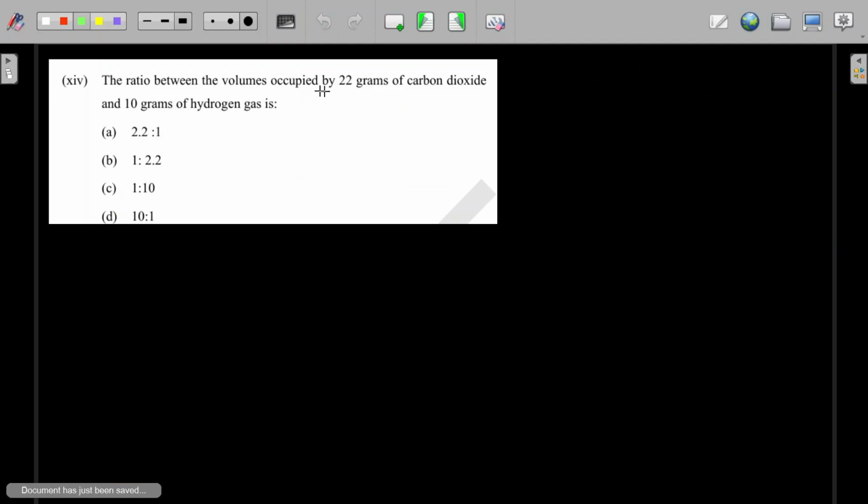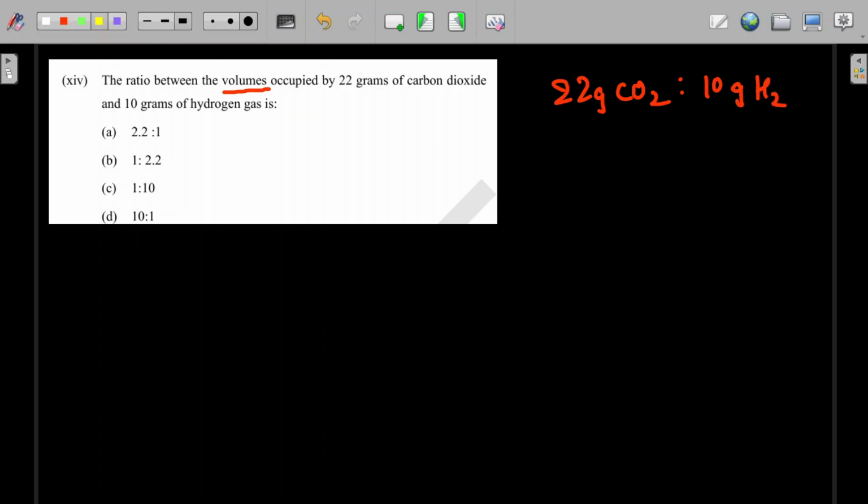The ratio between the volumes occupied by 22 gram of carbon dioxide and 10 gram of hydrogen gas. See, the question, volumes, the ratio they have asked. 22 gram CO2 is to 10 gram hydrogen. So what you have to do, whenever they give you ratio between volumes, ratio between number of molecules, ratio between number of atoms, always take the moles. If the number of moles is the same, then they have the same volume, same number of molecules, like that.